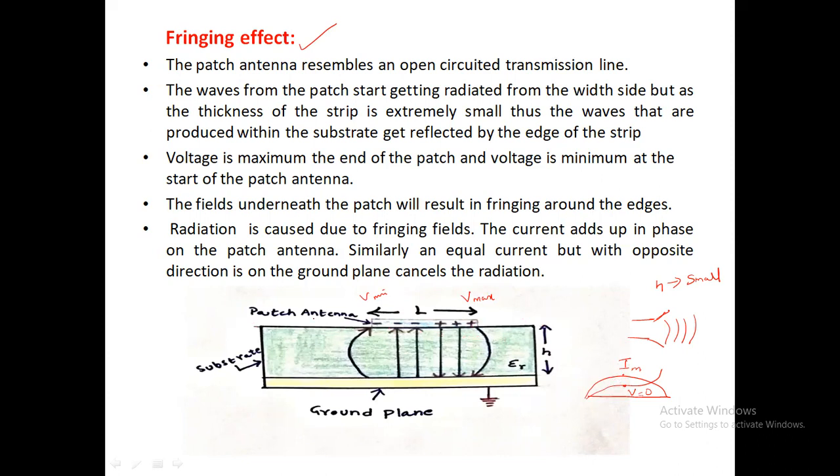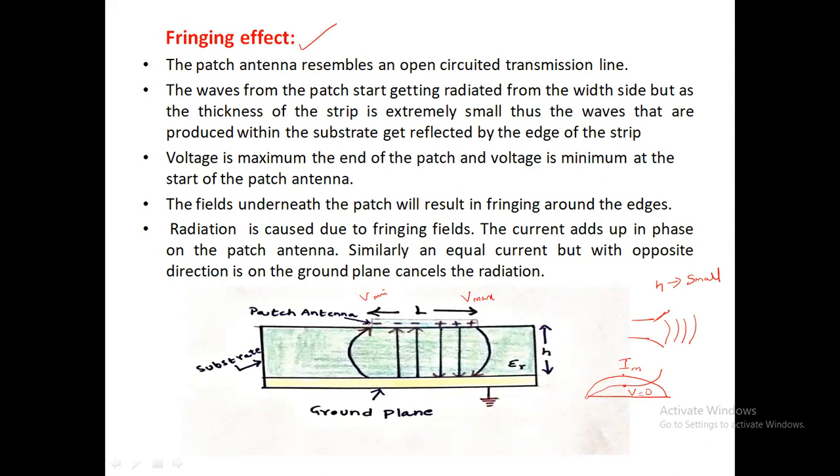See, from this end, we will be providing the supply. For patch antenna, supplies can be given in different types of models. That is another concept. From this end, as we are providing the supply, because of the difference in distribution of charges, automatically the movement of the charges takes place. This leads to the production of electric field.